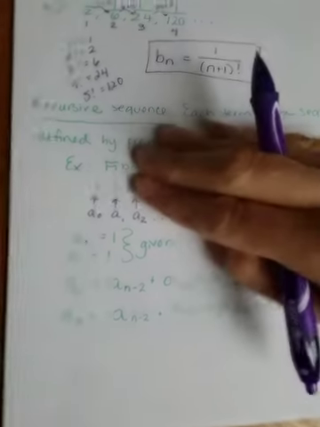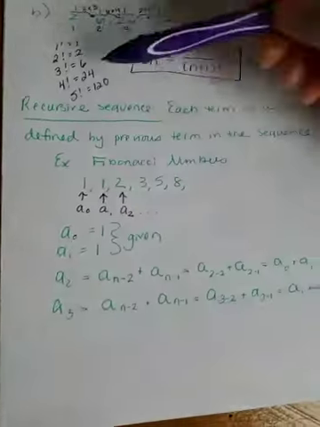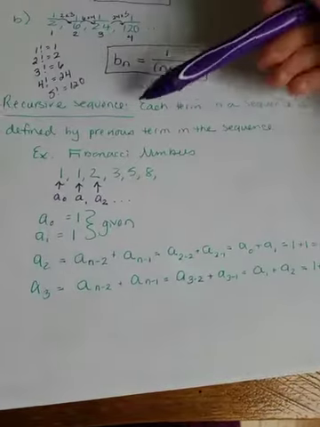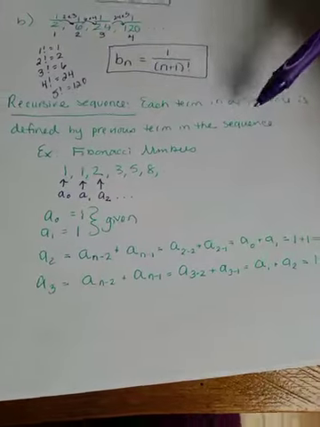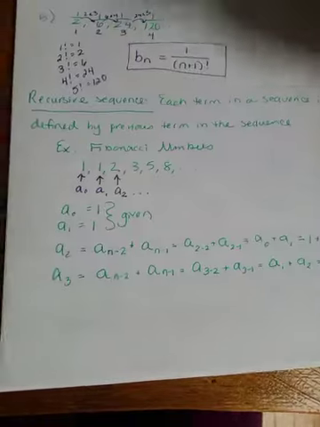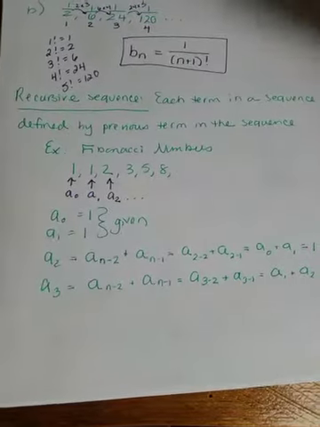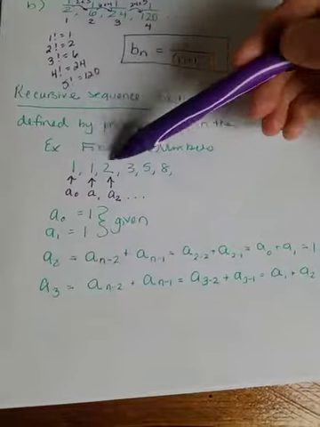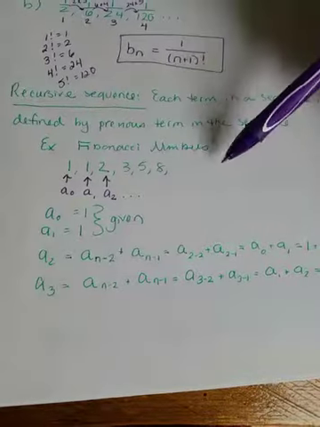All right, so next term we need to define: a recursive sequence. That means each term in the sequence is defined by a previous term in the sequence. Sometimes we will ask you specifically for a recursive formula. A great example of this are the Fibonacci numbers, which are 1, 1, 2, 3, 5, 8, etc.